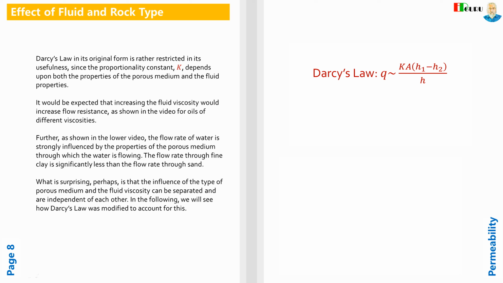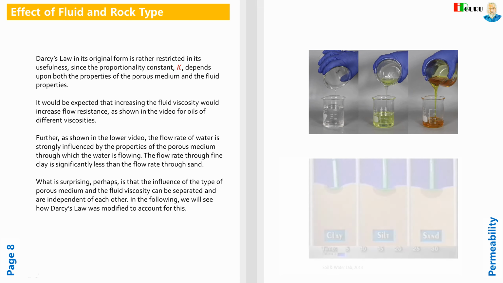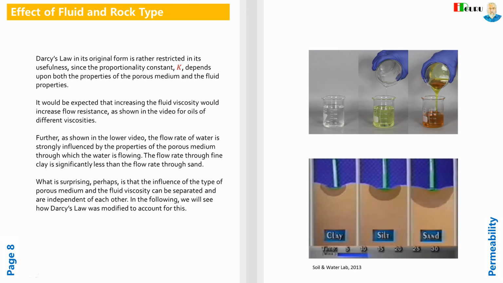Darcy's law, in its original form, is rather restricted in its usefulness, since the proportionality constant depends upon both the properties of the porous medium and the fluid properties. It would be expected that increasing the fluid viscosity would increase flow resistance, as shown in the video for oils of different viscosities. Further, as shown in the lower video, the flow rate of water is strongly influenced by the properties of the porous medium through which the water is flowing.